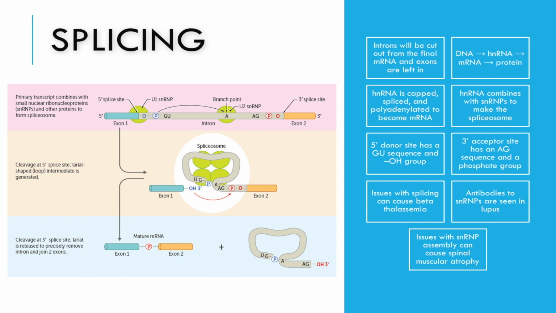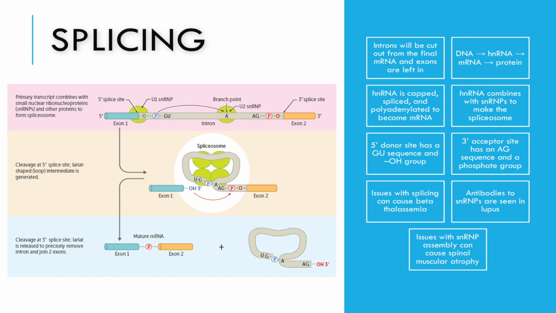So something that can come up is, you have a mutation of one of these and there's an issue with splicing. And something interesting about this is that certain mutations of these sequences in the 5' donor site can cause issues with splicing, which I just said, but this can lead to beta thalassemia. Beta thalassemia is a blood disorder that reduces the production of hemoglobin, which is the iron-containing protein in red blood cells that carries oxygen to cells throughout the body.